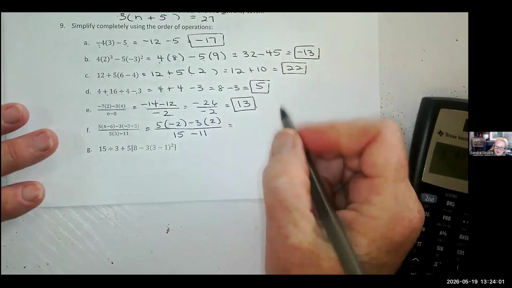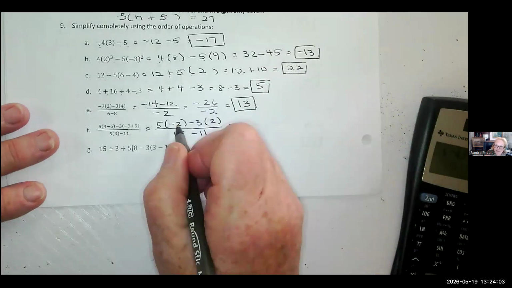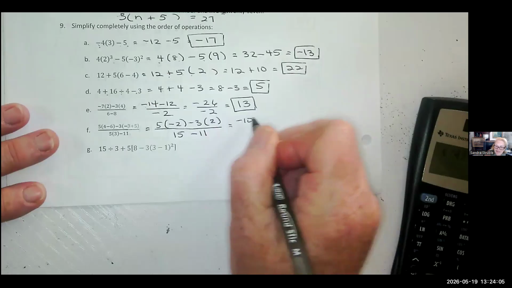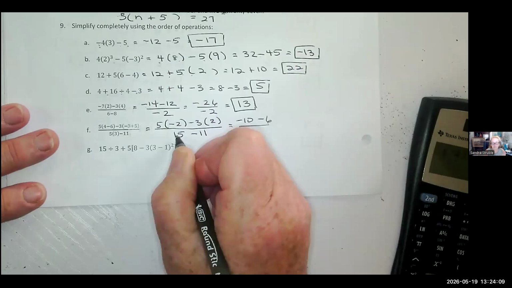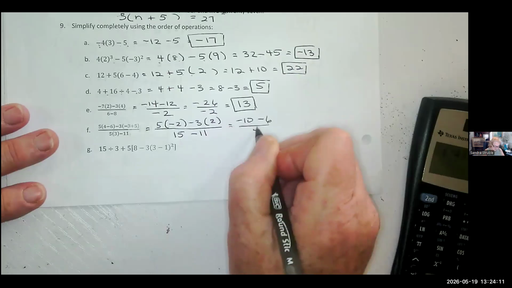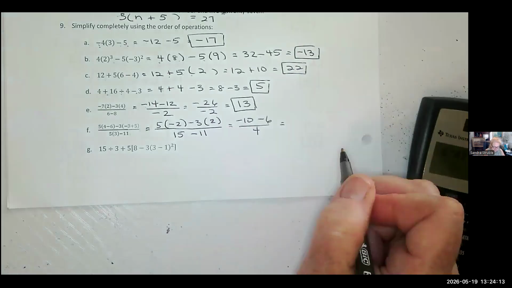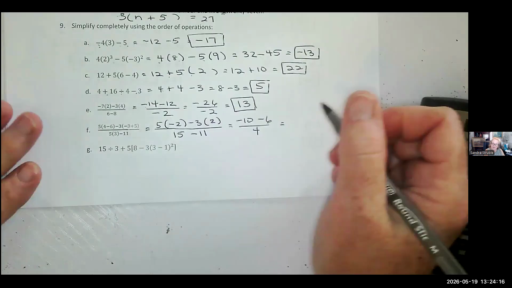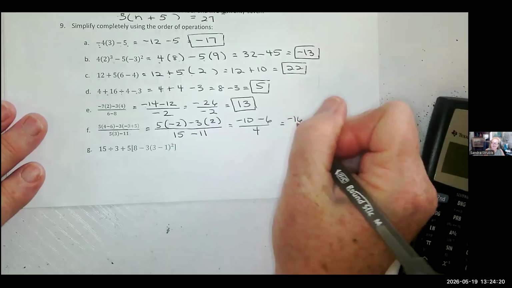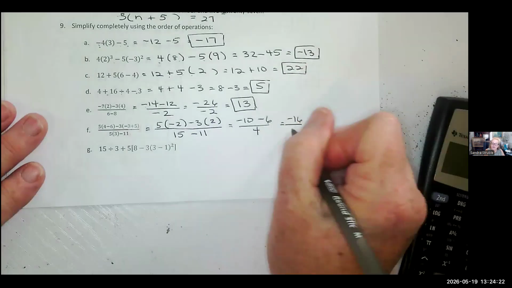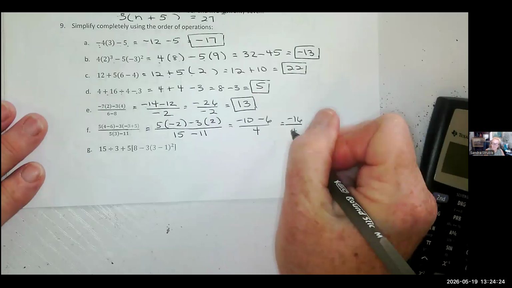5 times -2 is -10. -3 times 2 is -6. Over 15 minus 11 is 4. And then -10 minus 6 is -16. The signs are the same, so you add, keep the sign. Over 4. Negative divided by a positive is a negative, and that is a 4.